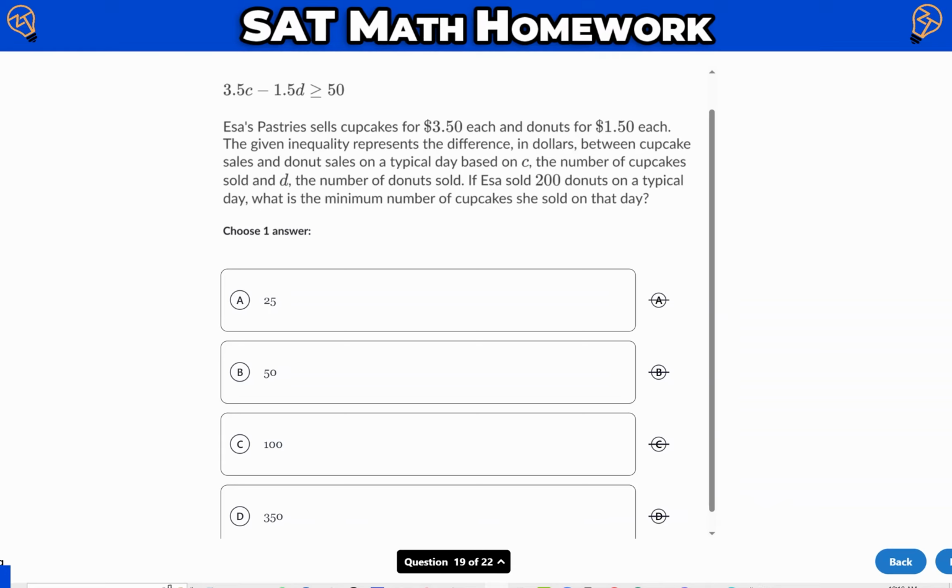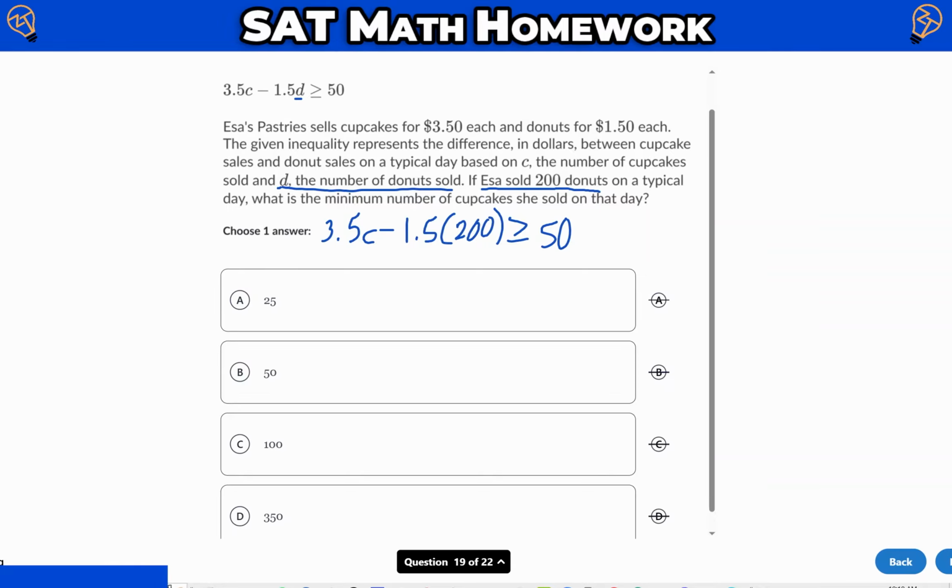So notice they're talking about Isa selling 200 donuts, where D is the number of donuts sold. So let's go ahead and immediately plug in 200 for D. And we'll rewrite everything else. And we could definitely do this by hand. However, I want to show you what you could do in Desmos.